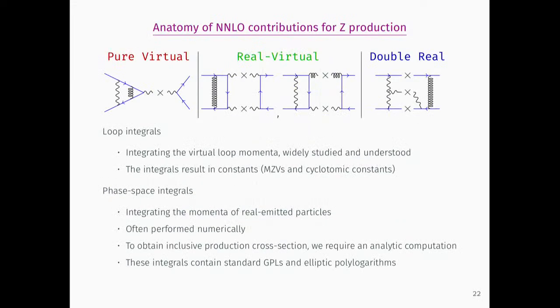Okay. And so for loop integrals, which are widely studied and results are in the literature, the phase space integrals are often performed numerically. But what we are going to do, we are also going to compute these phase space integrals analytically. And these integrals should be in terms of polylogarithms. So you know logarithms, and you also know polylogarithms, right? Polylogarithms are like some integral over some kernel on the logs. So GPLs are like a generalized form of those polylogs.